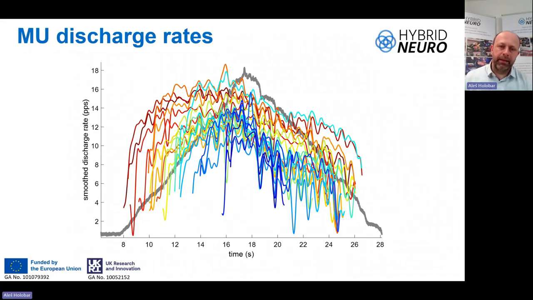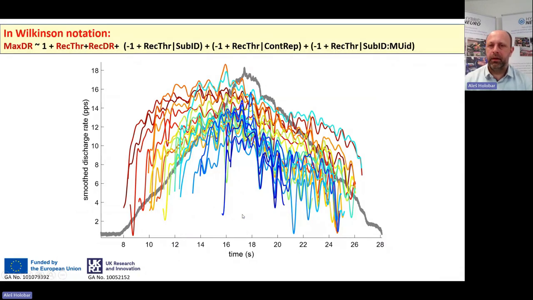The statistical data model that we will tackle today is the following, in Wilkinson notation. The maximum discharge rate, which is achieved somewhere here, is a function of the intercept, of the recruitment threshold, and of the discharge rate at the motor unit recruitment. Then there will be some random factors, which I will explain later on. There will be three fixed factors: the intercept as the first, the slope of the recruitment threshold as the second, and the slope of the recruitment discharge rate as the third.